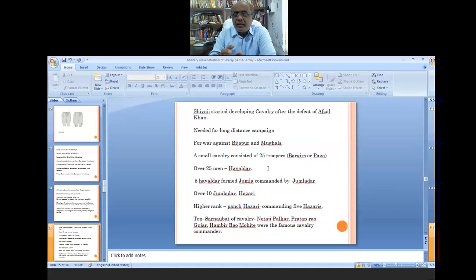For every 25 men, there used to be one Havaldar, and then five Havaldar will be commanded by one Jumladar. Jumladar, like infantry, here also he had 100 men under him, and over 10 Jumladar, that is now 1,000 people, he will be commanded by Hazari. And then we also have a higher rank, that is Panch Hazari, who is commanding 5,000 cavalrymen. And we come across the top cavalry commanders, who were also called Sir Naubat, that is Netaji Palkar, Prataprao Gujar, Hambirao Mohite. They were famous cavalry commanders of Shivaji's time.